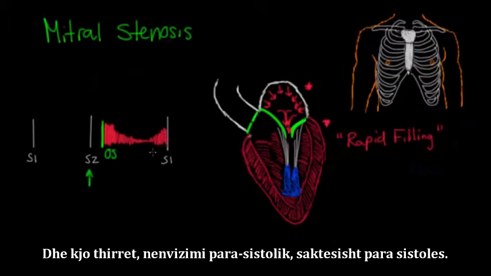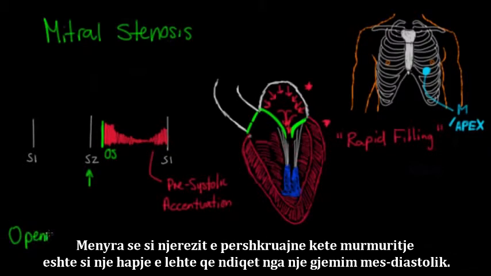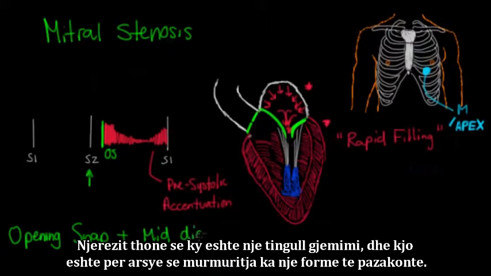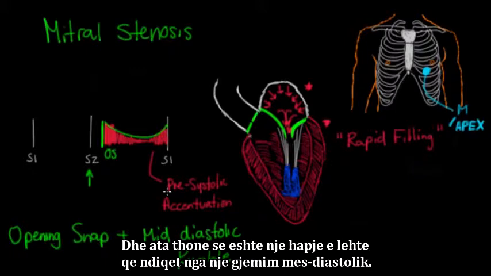And so this is called pre-systolic, right before systole, accentuation, which is really just a fancy word for getting bigger: presystolic accentuation. This murmur is heard in the mitral area, or like some people like to call it, the apex or apical area. The way people describe this murmur is an opening snap followed by a mid-diastolic rumble. People say this sounds like a rumbling sound, and it's also because that murmur is a weird shape. You see how it goes down and then comes back up. And so they say an opening snap followed by a mid-diastolic rumble.